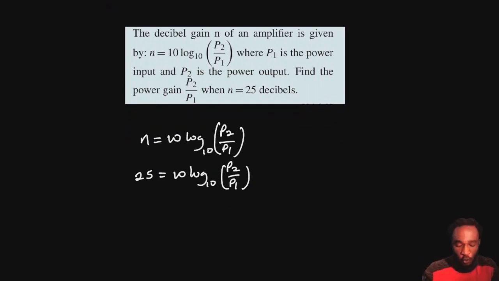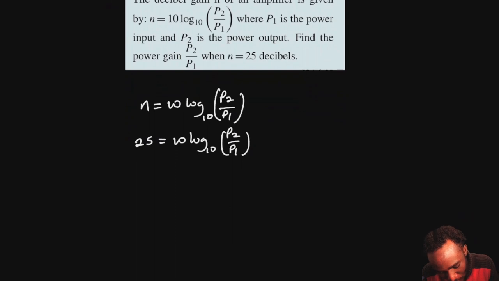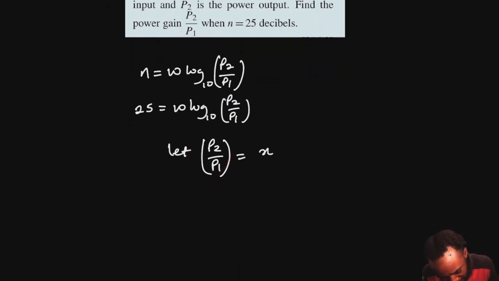So in order not to get confused, we can replace p2 over p1 with a variable like x. So therefore I'll say let p2 over p1 be equal to x. So this whole thing over here is equal to x. So wherever I see p2 over p1, I put x. So therefore I can rewrite the equation as 25 is equal to 10 log to the base of 10 x.